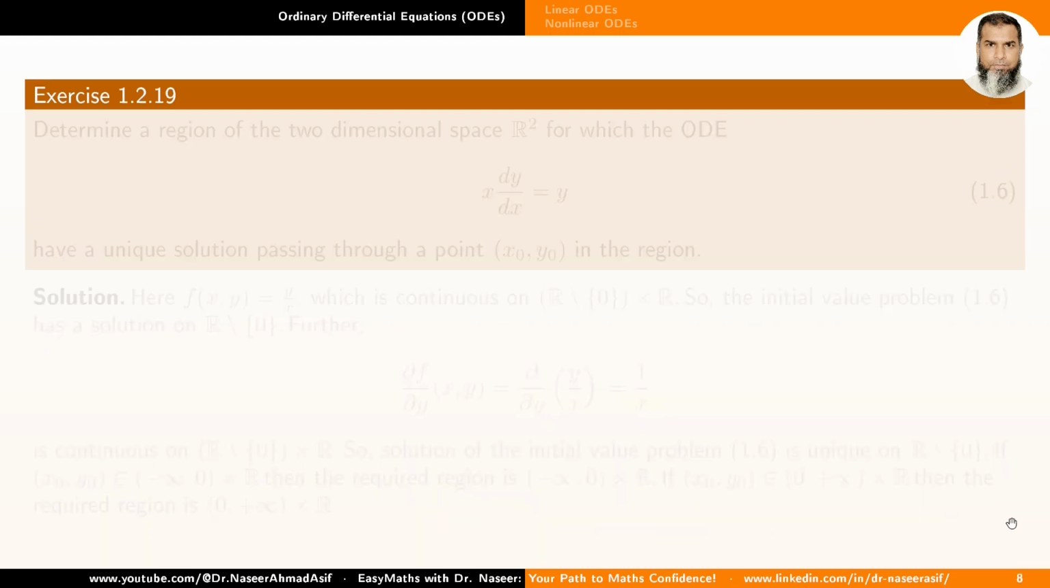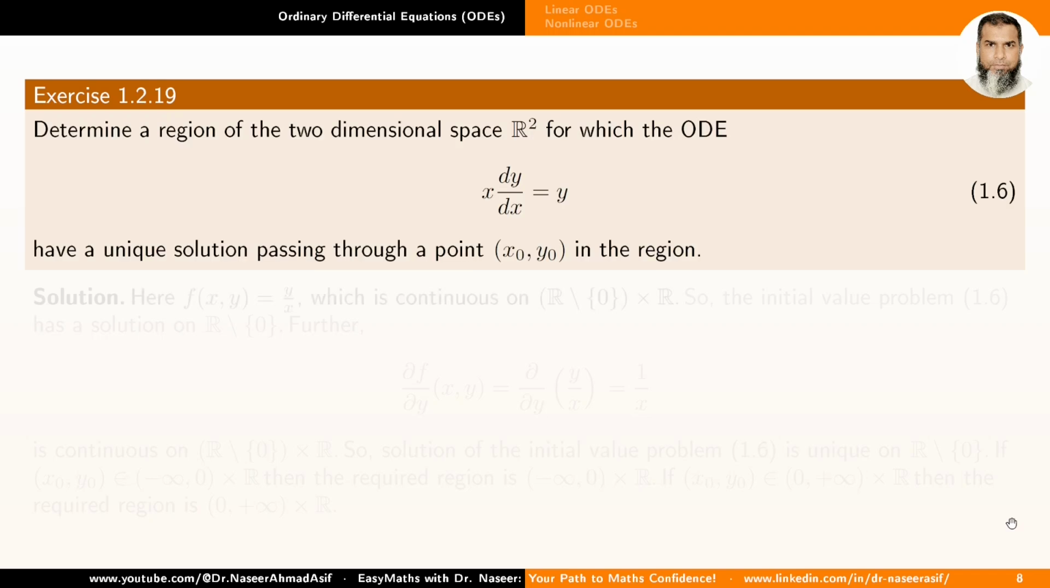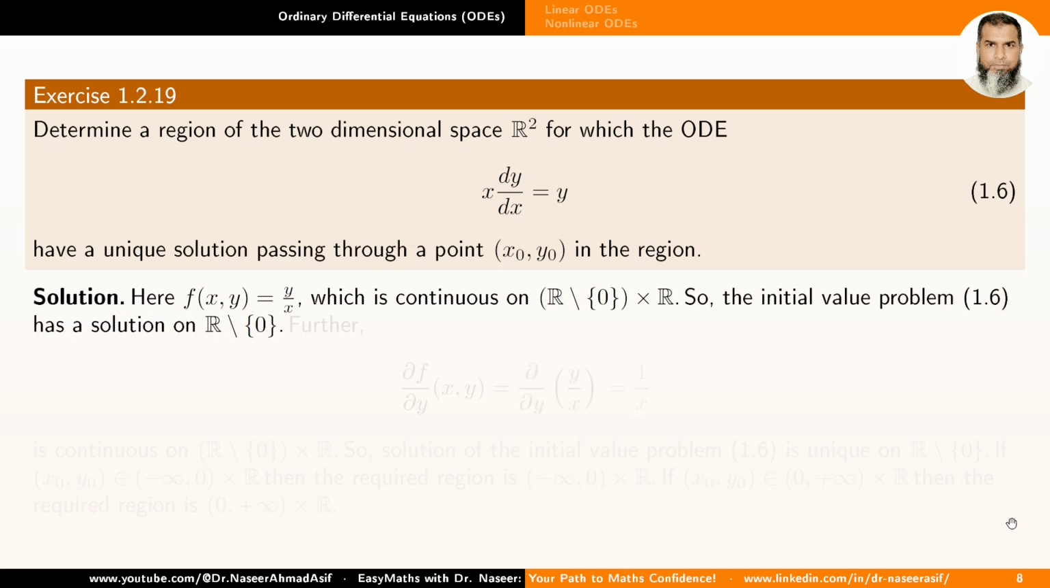Let's see another exercise. Determine a region of two-dimensional space R square for which the ODE dy by dx is equal to y over x has a unique solution passing through a point (x naught, y naught) in the region. Well, see the solution, where f(x,y) is equal to y over x, which is continuous on R other than 0 cross R. So the initial value problem 1.6 has a solution on R other than 0.